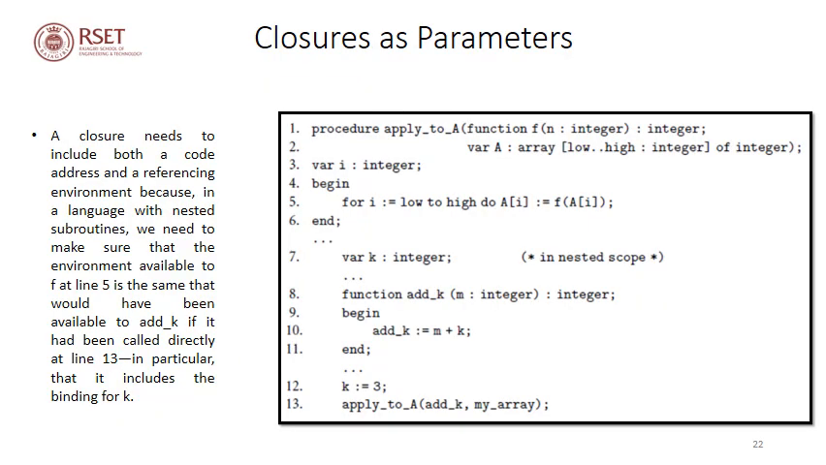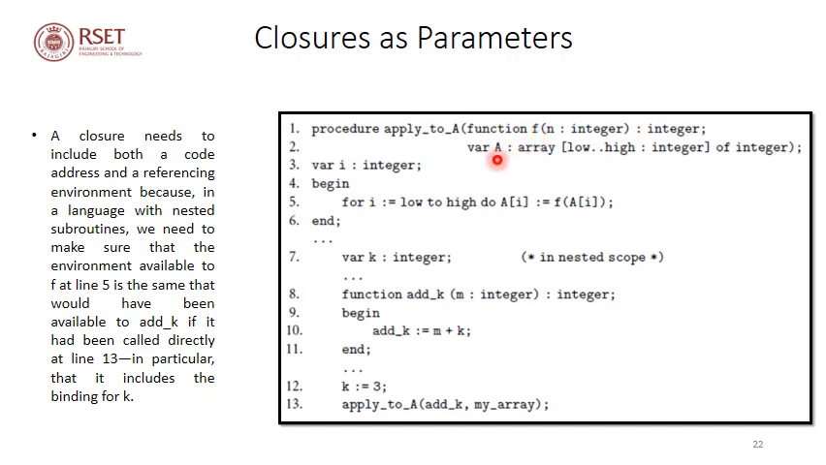Here in the slide we'll see an example of how to pass closures as parameters. So here we have a procedure called apply to a. Within this procedure it's taking two parameters as input. The first one is a closure. The formal subroutine's name is f. It takes an integer parameter n as input and it returns an integer value. So this is a closure.